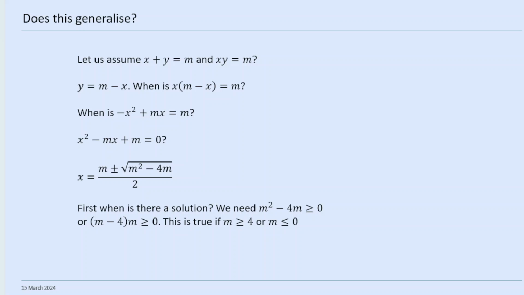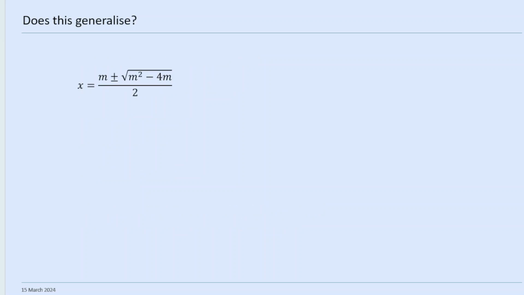So this is true if m is greater than or equal to 4 or m is less than or equal to 0. So for sort of most numbers in the integers, or indeed in the rationals or the reals, there is a solution, but there's a short range for which there's no real solution, which is really interesting. No pun intended.